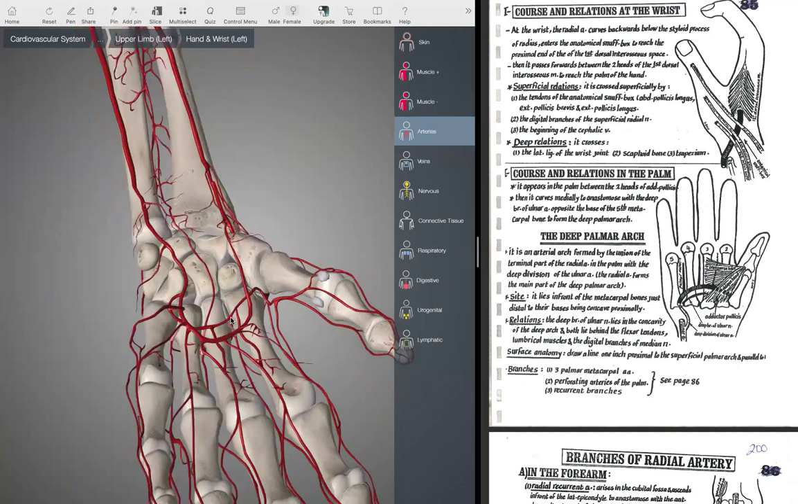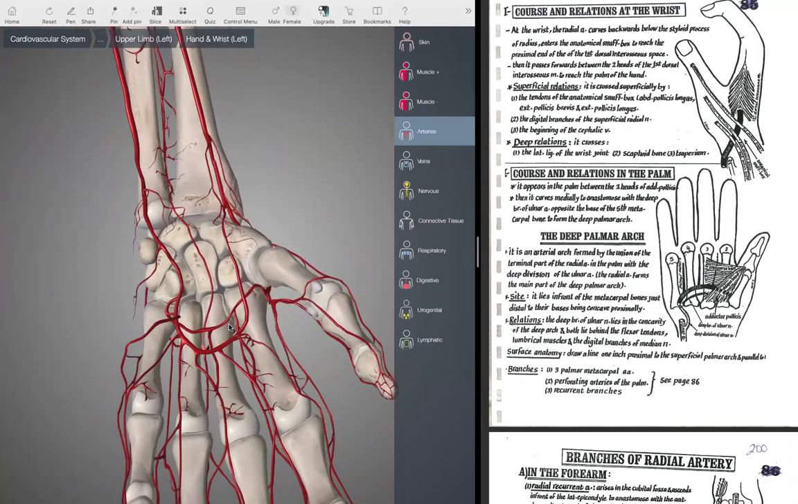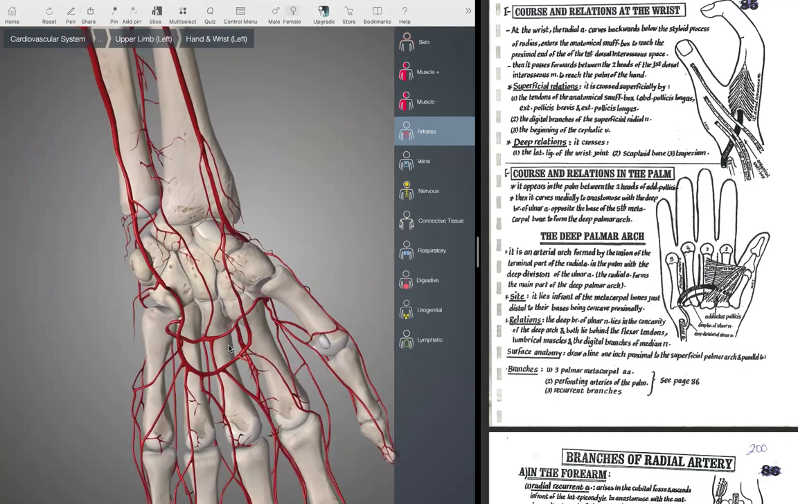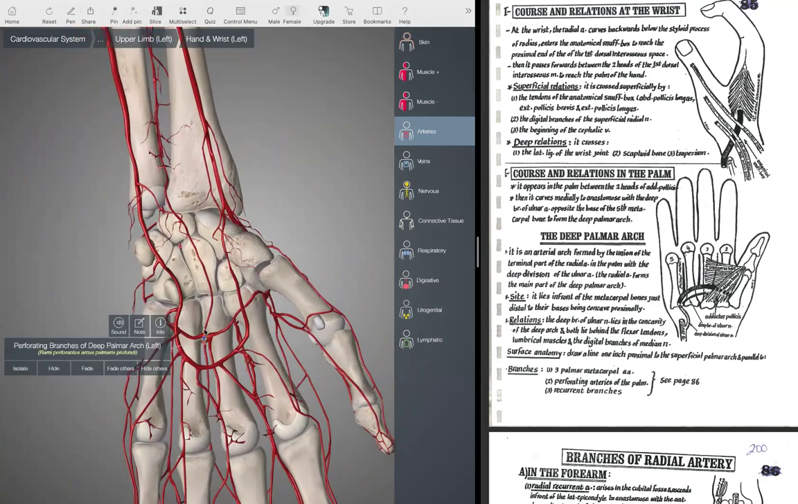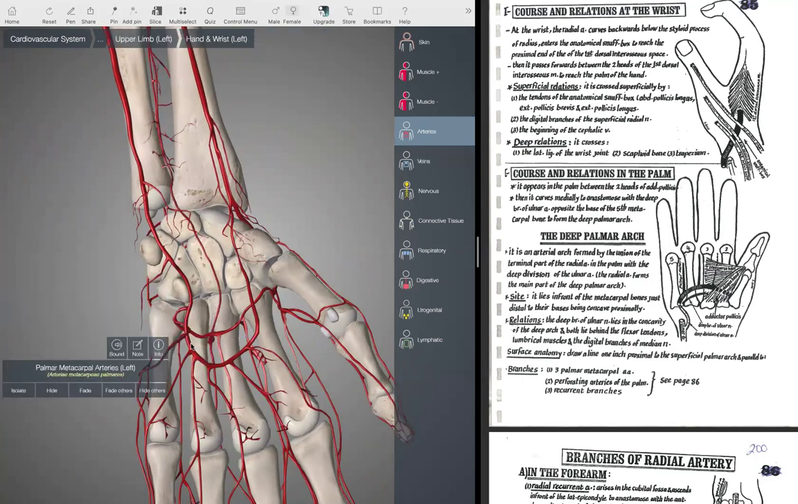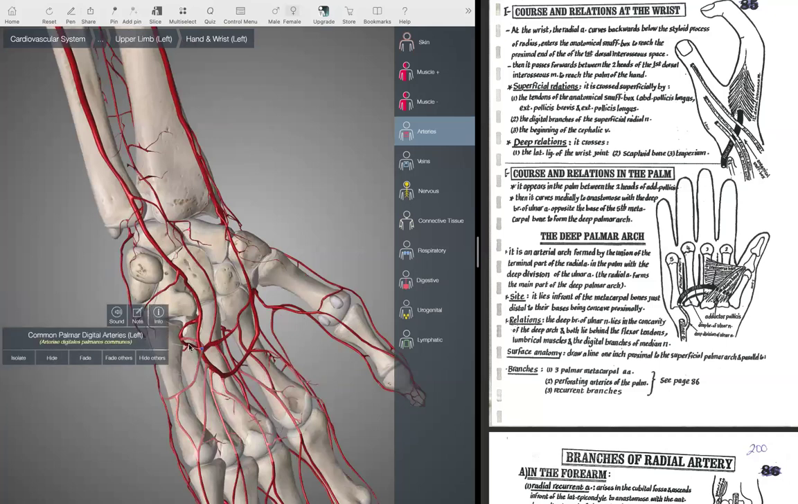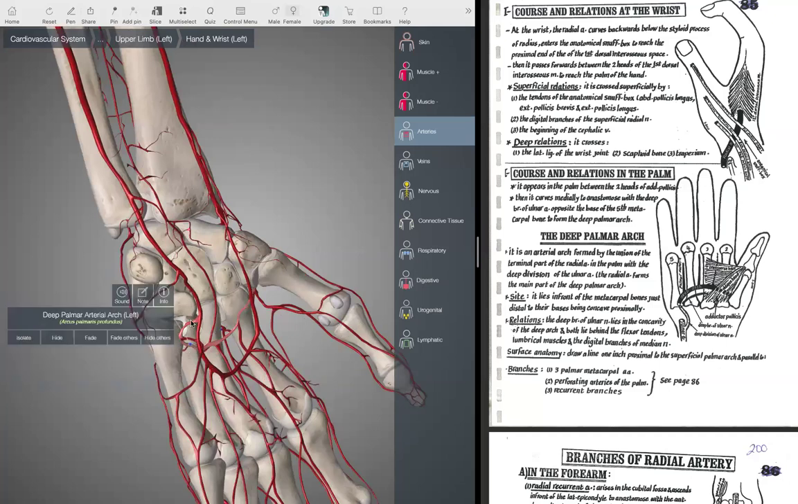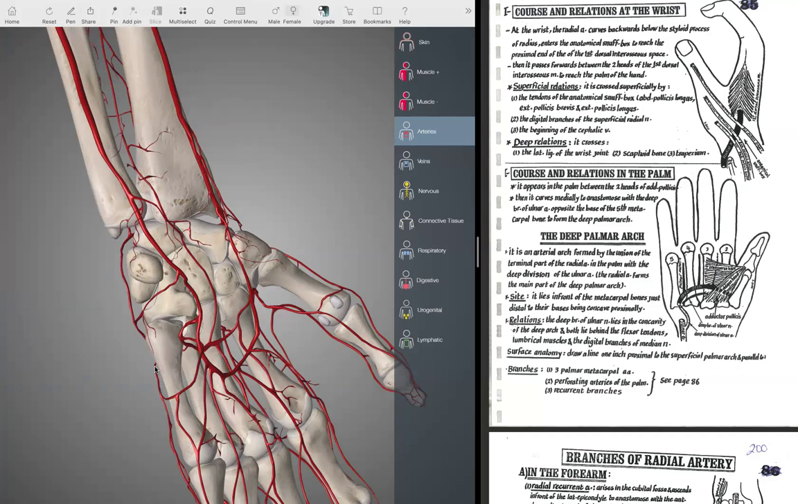Let me see if I can find anything here. It's the same. Okay, so recurrent branches. So this is a deep palmar arch. The main part of it is the radial artery. The radial artery ends as the deep palmar arch. The deep palmar arch anastomoses with the superficial division of the ulnar artery in the superficial palmar arch.